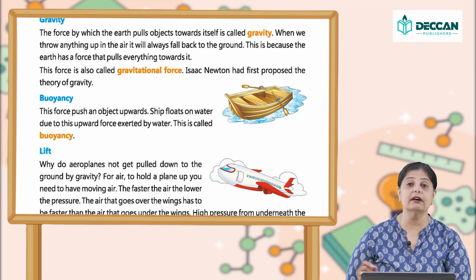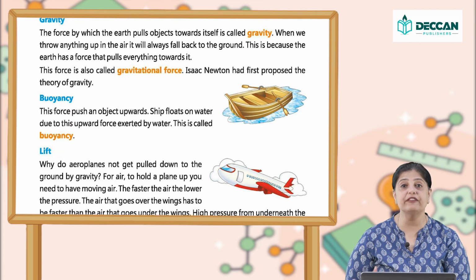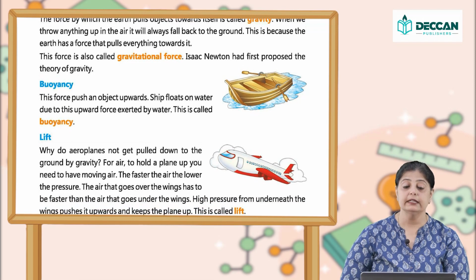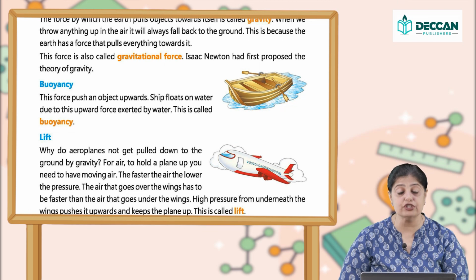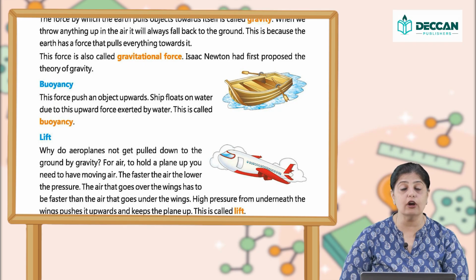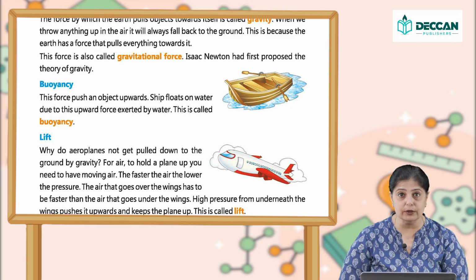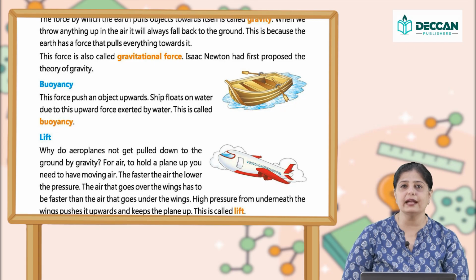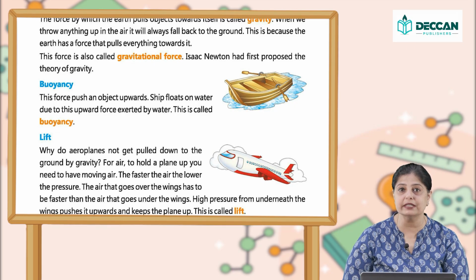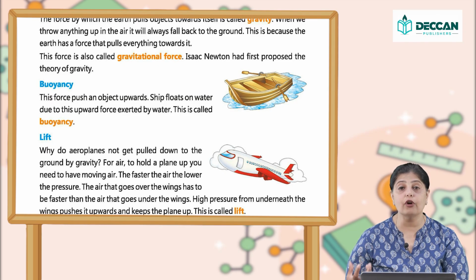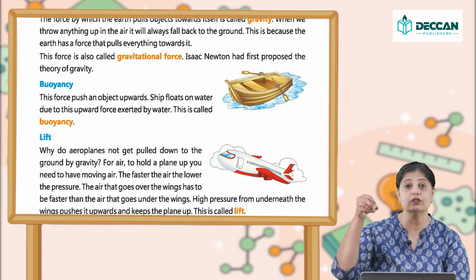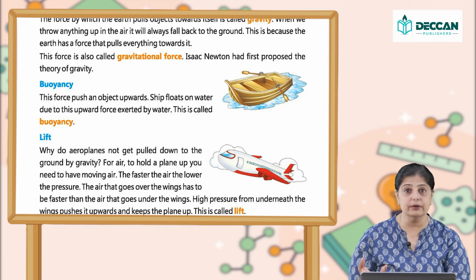This is because the earth has a force that pulls everything towards it. This force is also known as the gravitational force, and Isaac Newton first proposed the theory of gravity. He was sitting under a tree and suddenly an apple fell down from the tree. That's when he realized that there is something called the force of gravity. There is a gravitational force because the apple always falls down. It does not go up. That means the earth is attracting things towards it.